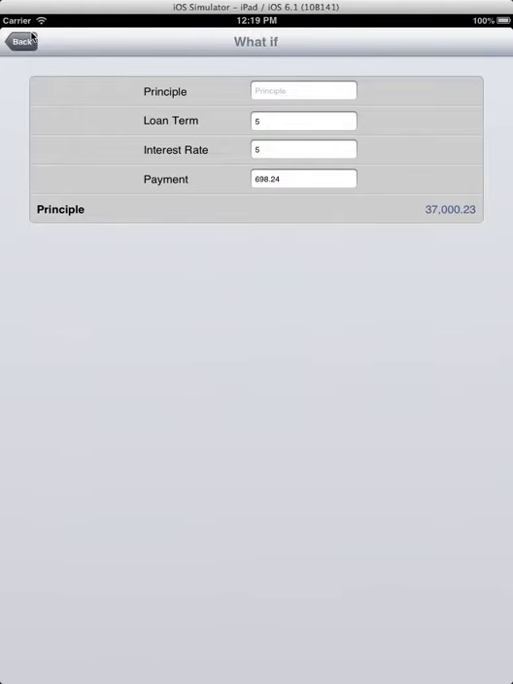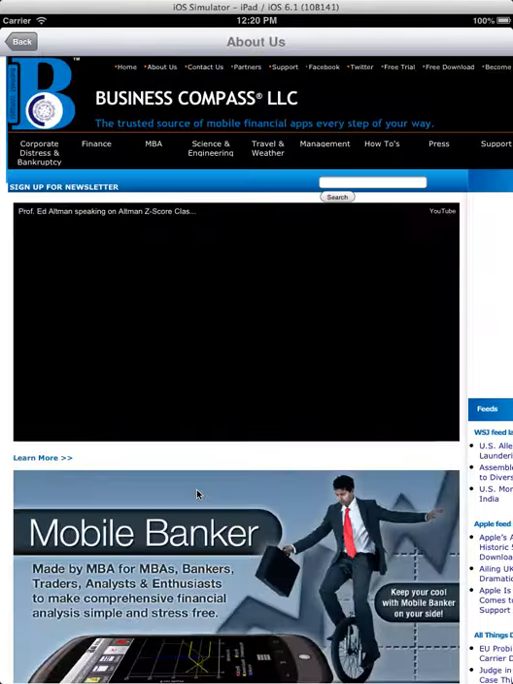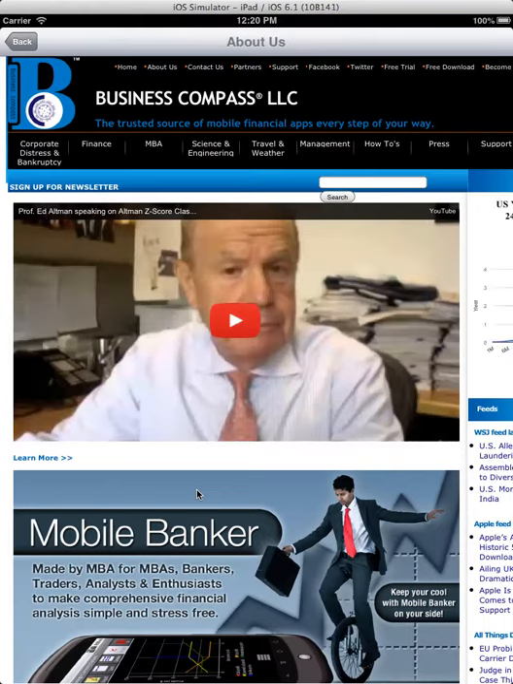Okay. So now going back to the main menu, this application analyzes a lot of the home finance related calculations and performs a lot of analysis valuable to the home buyer. I hope you find this application to be useful, and please join us at Business Compass LLC to learn more about this. Thank you very much.